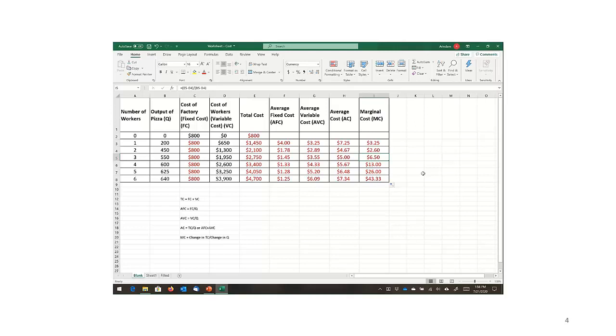One good exercise for you is to make sure you draw these graphs. Put quantity on the x-axis and the cost on the y-axis, and draw average fixed cost, average variable cost, average cost, and marginal cost. And in the next slide, we'll start discussing the shapes of the different cost curves.